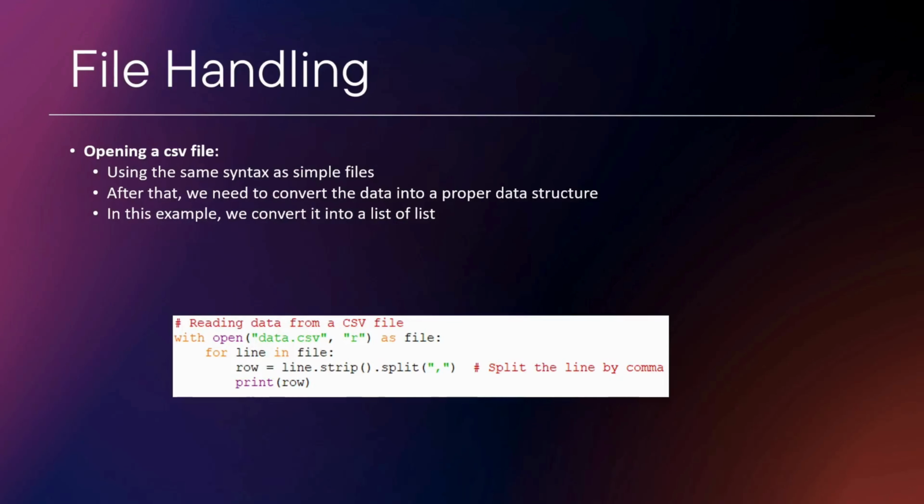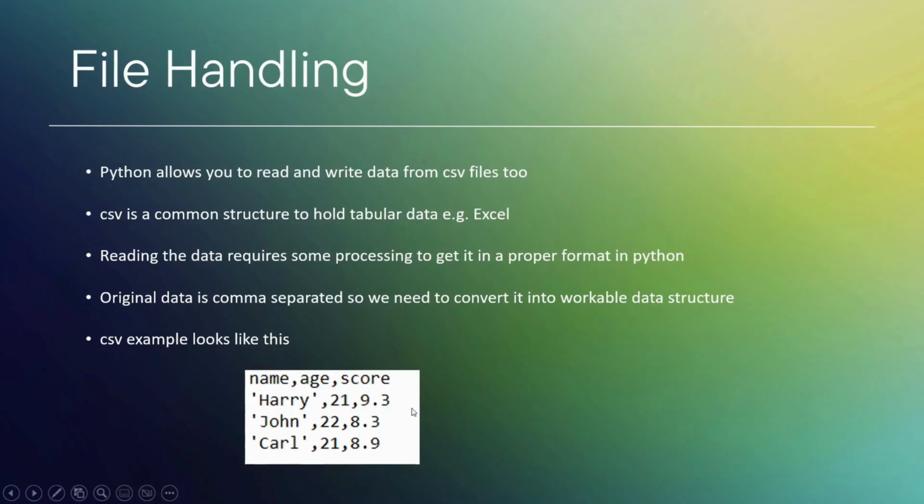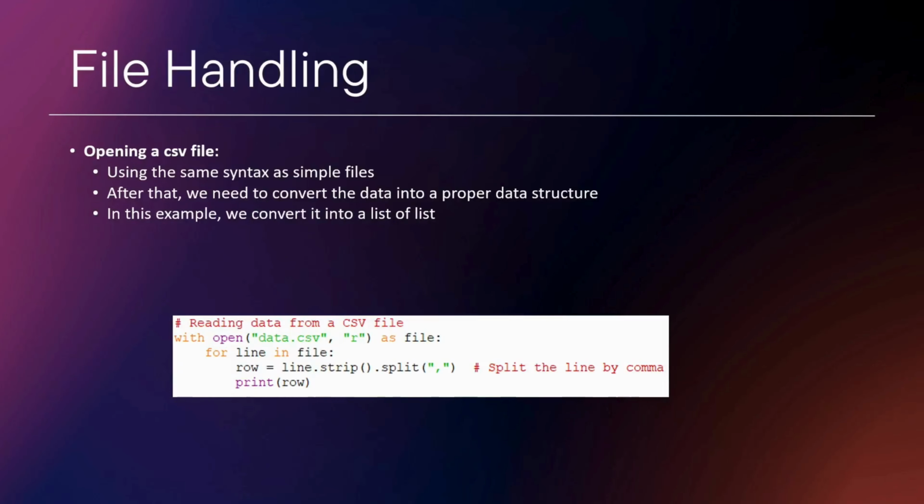Opening a CSV file. We use the exact same syntax as we use with text files, but we need to make sure that the extension is correct. It is .csv. But once we read the file, we need to convert it into a format that allows us to view different column values separately instead of as a text file. Because if you read the file, the first line is going to be one string, and the second line is going to be one complete string. Harry, 21 and 9.3 are not going to be separate, so we need to convert them so we can utilize the purpose of CSV files. We will see this one.